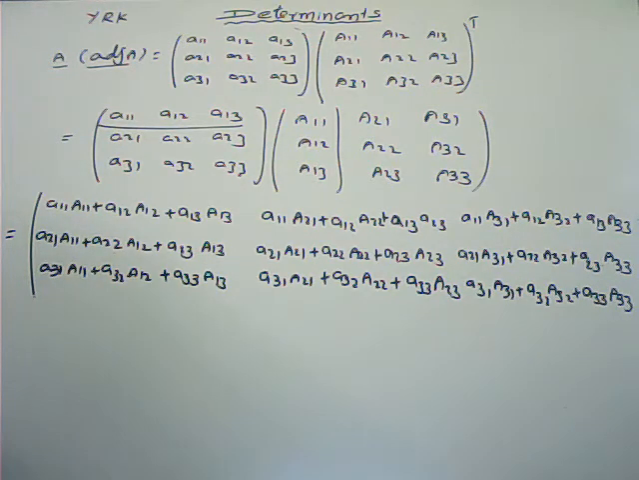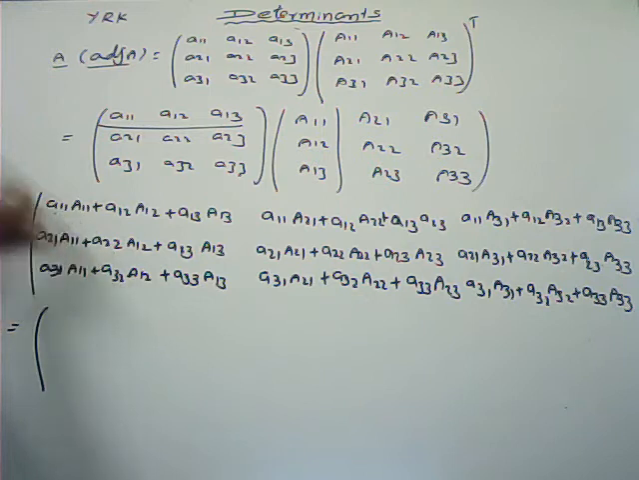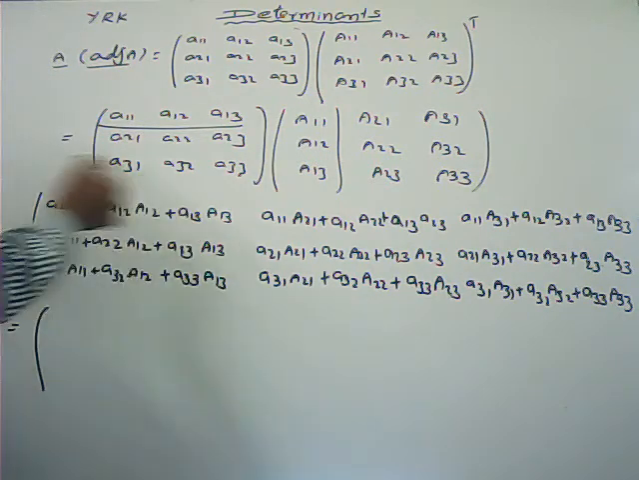And one more thing we discussed just now: the sum of the product of the elements of any row or column with the corresponding cofactors of another row or column always results in 0. Now here, by observing this one, a11 into capital A11, this is the cofactor of this element only. This is the cofactor of a12. This is the cofactor of a13.